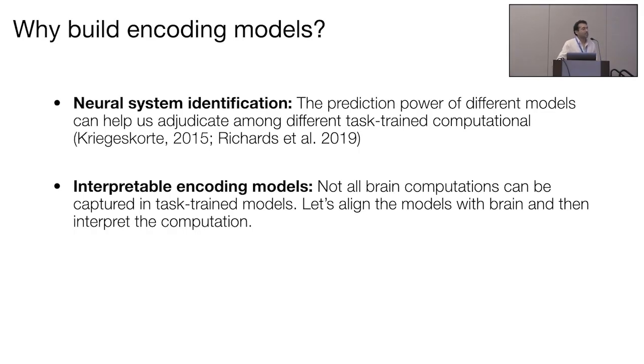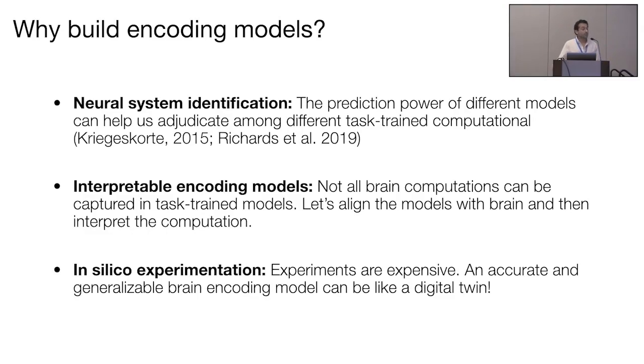But the caveat is that not all brain computations can be captured in task-optimized models, right? There are some things that are specific about the brain, the way that certain areas interact with one another. That's not something that you would necessarily have from a model that is trained for object recognition. It also means that we need to take all these models and align them with the brain, use all the information that we have to make them more brain-aligned. Then we could interpret those models, and then we can learn something about the computation that happens in the brain.